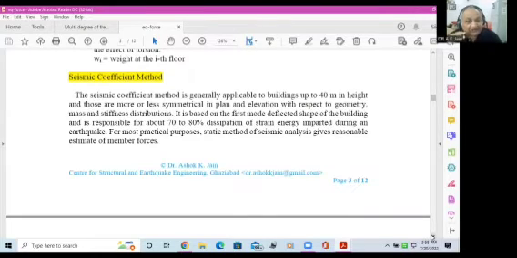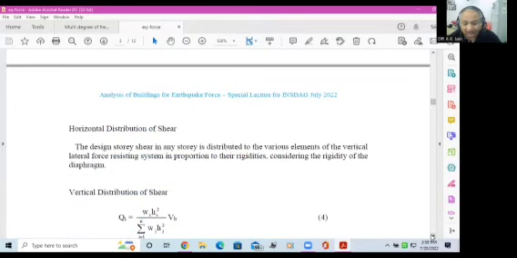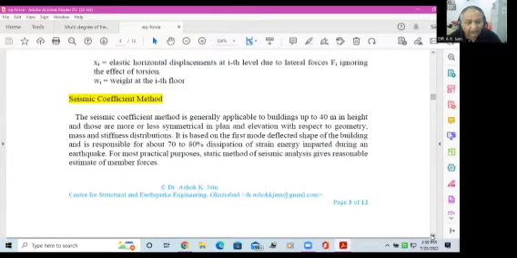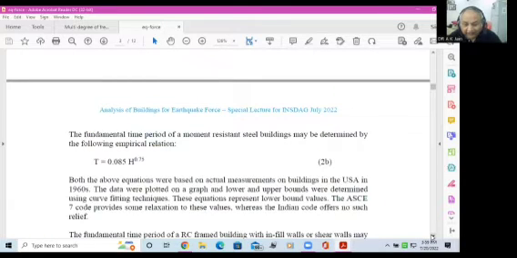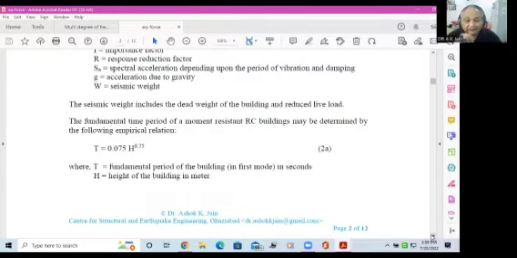Okay, we already discussed what is first mode, how it looks like. Okay, so the seismic coefficient method or the static method is based on the first mode deflected shape, and it is responsible for about 70 to 80% of the dissipation of strain energy imparted during an earthquake. Okay, for most practical purposes, the static method of seismic analysis gives you a reasonable estimate of the member forces.